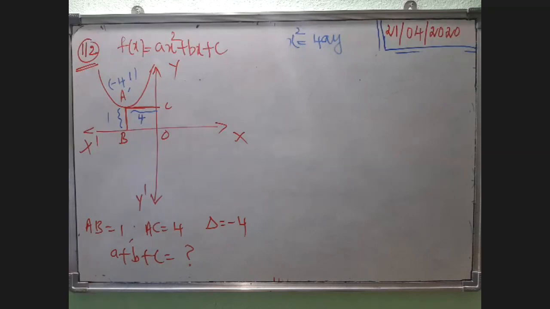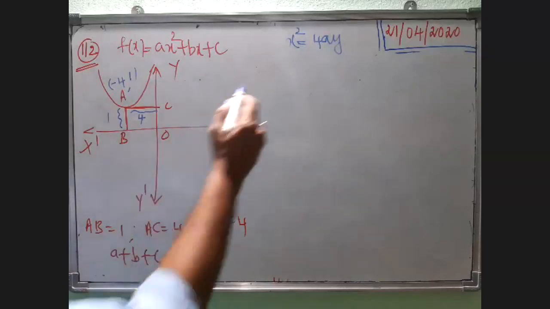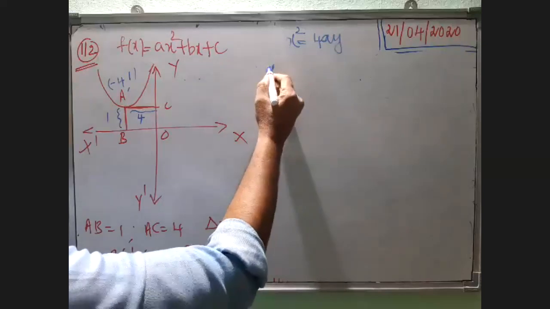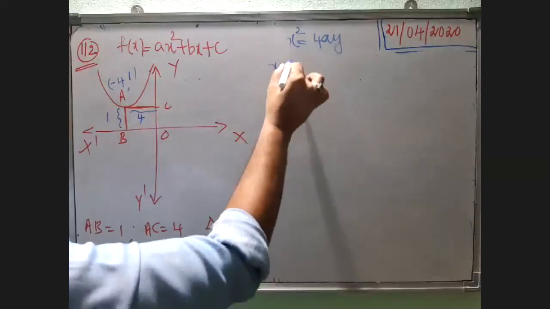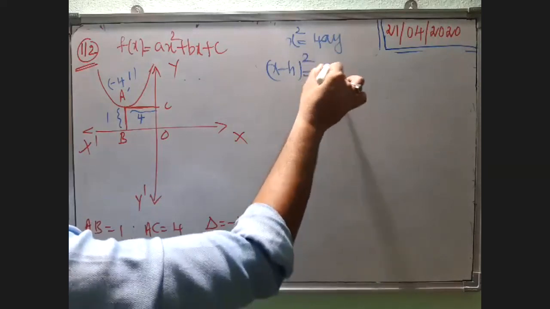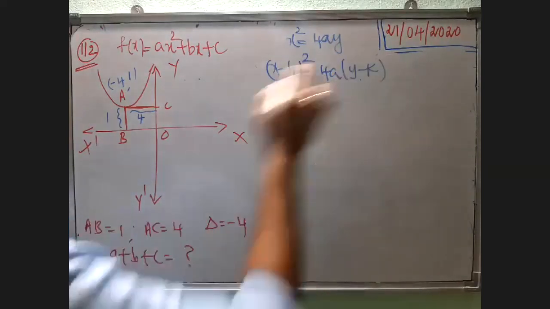As I have told many students, you should remember the sequence of the English alphabets ABCD up to Z. In the alphabet, X comes first and Y comes next. Similarly, H comes first and K comes next. So wherever X goes, H follows because it comes first. Similarly, wherever Y comes, K follows. That means if you introduce the vertex here, it becomes x minus h whole square is equal to 4a into y minus k.